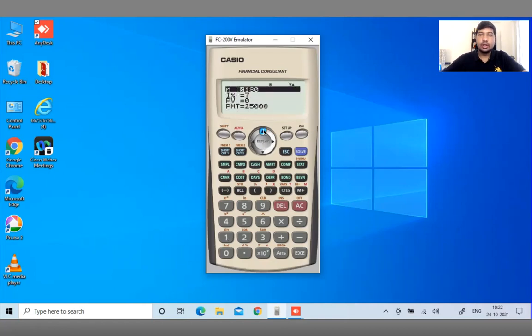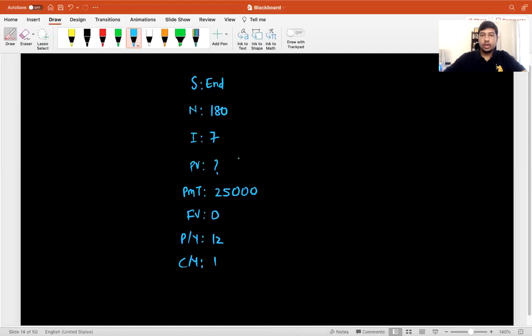Once your inputs are correct, go to PV, press this blue color button solve, and you'll get the answer as 28,18,967. Okay, is the answer. Now, if you have to do this in Excel, how do you do this?